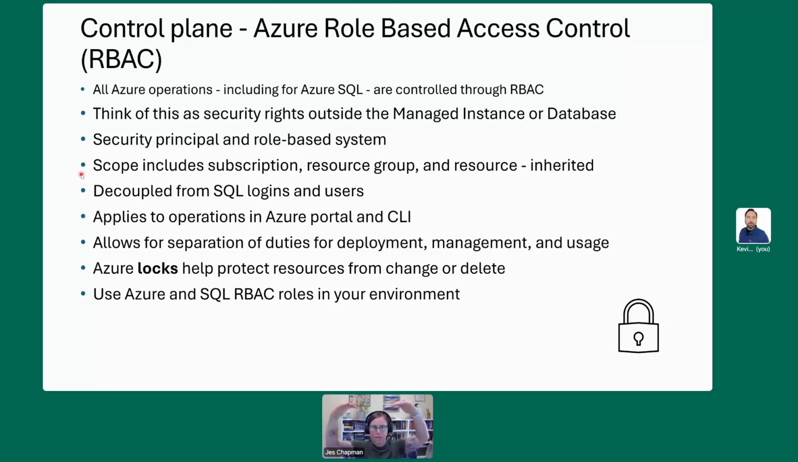So we start at the, again, big bucket here is the subscription. A subscription can have multiple resource groups. A resource group can have multiple resources. If you give someone a high-level permission at the subscription, you're giving them high-level permission to everything within that subscription. Same with a resource group. If you give someone a high-level permission at a resource group, they have permission to every resource within that resource group. So again, principle of least permission applies.